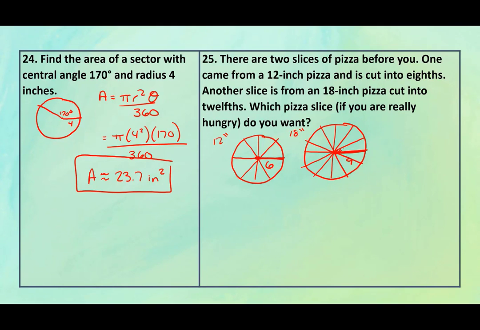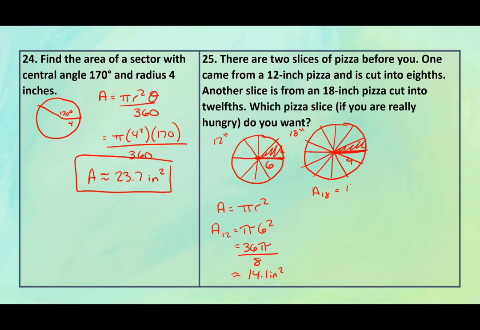So we're trying to find the area of this and compare it. We're going to use the formulas that we have, but we're also going to think a little bit logically about this. Remember, the area of a circle is pi r squared. So the area of the 12-inch pizza is going to be pi times r squared, which is 6 squared, or 36 pi. But because it's cut into 8 slices, we're going to divide that number by 8. When we do, we get that the area is approximately equal to 14.1 inches squared.